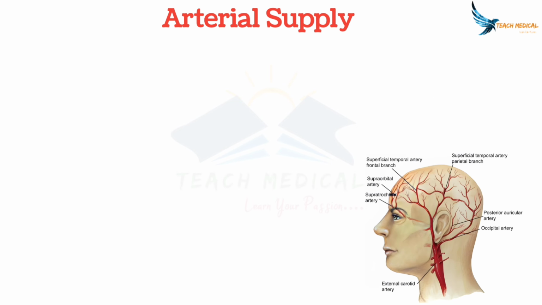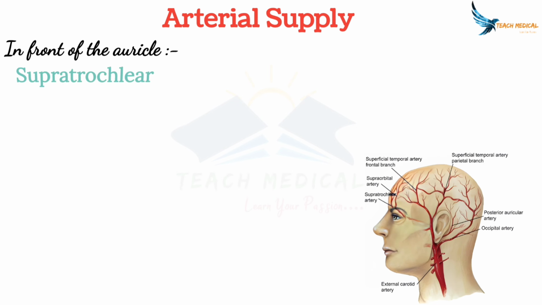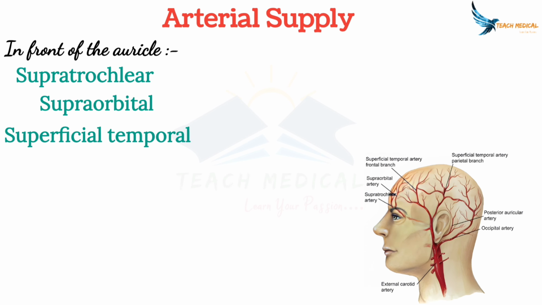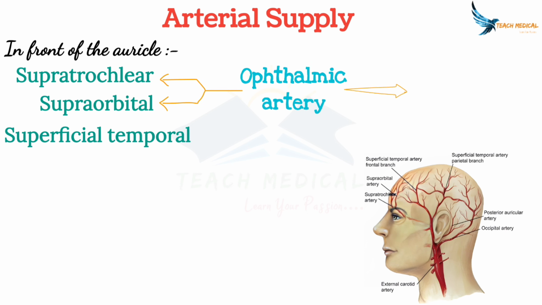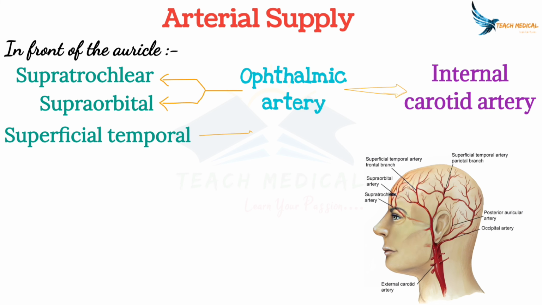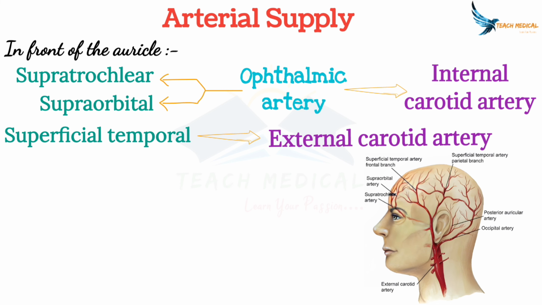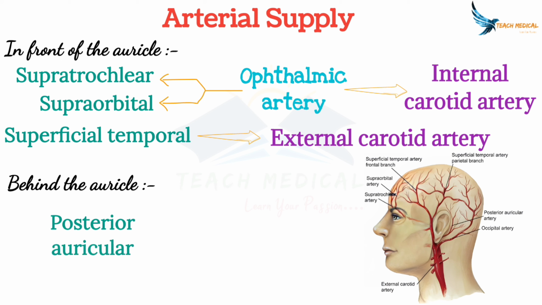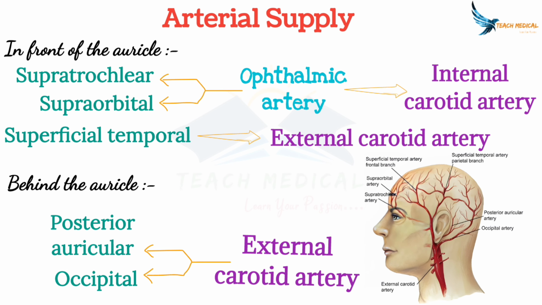Arterial supply. In front of the auricle, the scalp is supplied by supratrochlear, supraorbital, and superficial temporal arteries. The first 2 are branches of the ophthalmic artery, which in turn is a branch of the internal carotid artery. The superficial temporal artery is a branch of external carotid artery. Behind the auricle, the scalp is supplied by posterior auricular and occipital arteries. Both are branches of the external carotid artery.